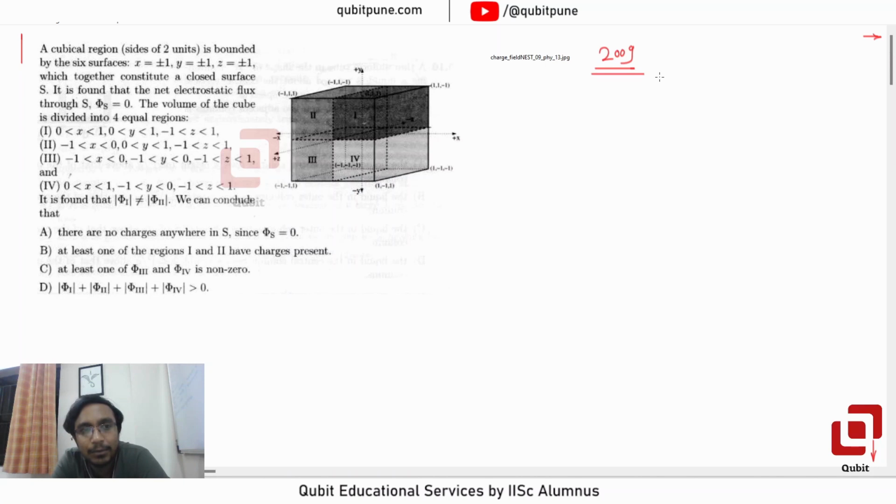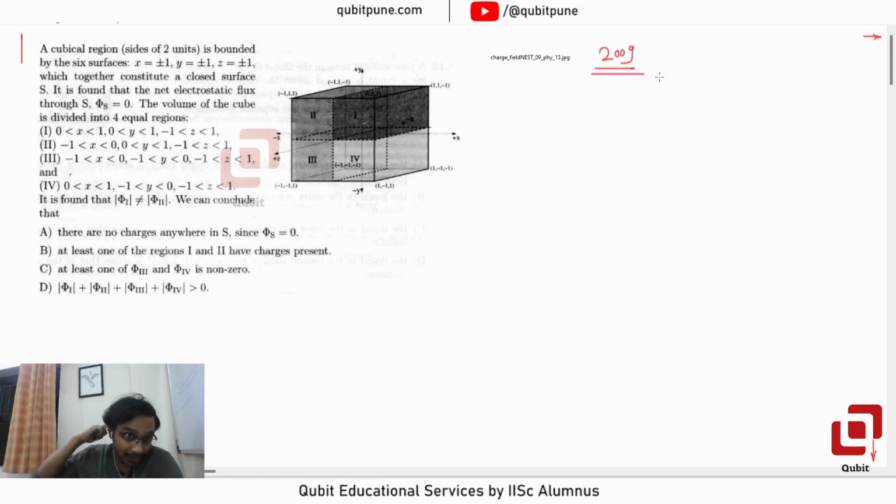It is found that mod phi 1 is not equal to mod phi 2. We can conclude that. Option A. There are no charges anywhere in S since phi is 0. Option B. At least one of the regions 1 and 2 have charges present. Option C. At least one of phi 3 and phi 4 is non-zero. D. Mod phi 1 plus mod phi 2 plus mod phi 3 plus mod phi 4 is positive.